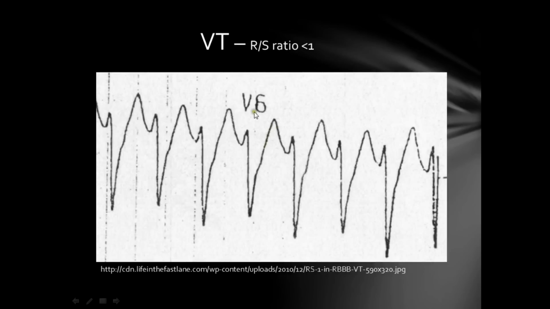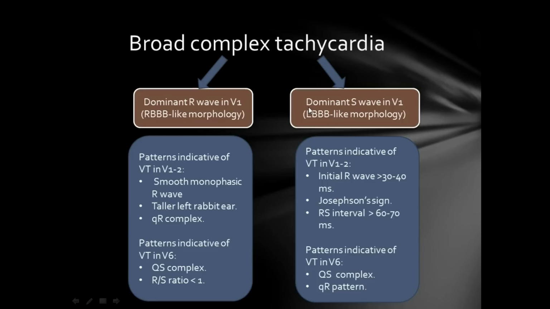Or we can have the R to S ratio of less than 1. So you have R waves, but they're simply shorter than the S waves. Therefore, it's still a negative concordance in V6, suggestive of ventricular tachycardia rather than a right bundle branch block.